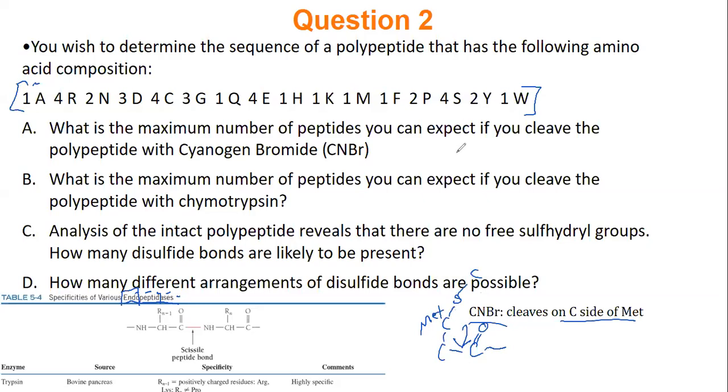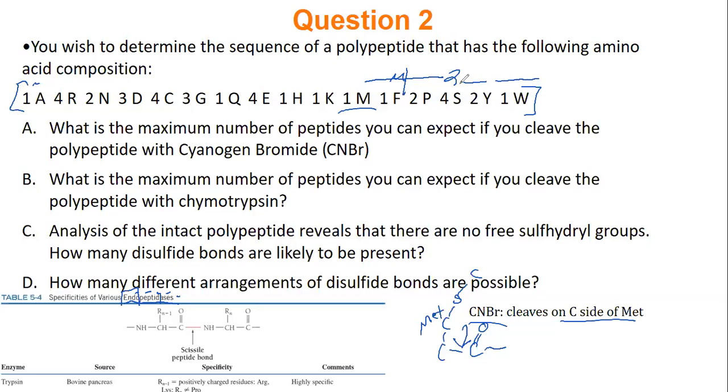So if our peptide only has 1 methionine in it, then we're going to cut right after that, and the maximum number of peptides we can have are 2. So we can have 2 peptides. Okay. How about if we're using chymotrypsin?